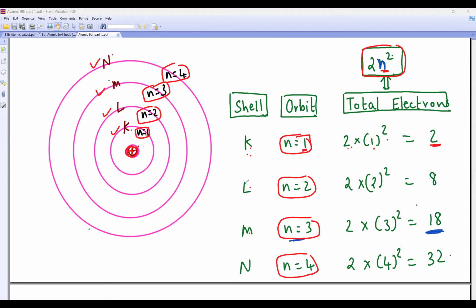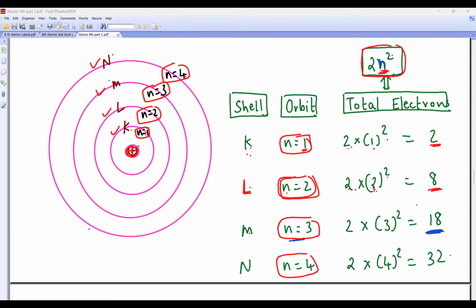2. In the L shell, how many electrons? What is the value of N? 2. So what are you going to substitute here instead of N? 2. So 2 into 2 square. So 2 into 4. So how much answer am I going to get? 8. The maximum electrons which can be accommodated in the L shell is 8.